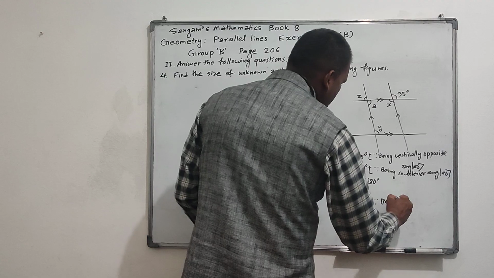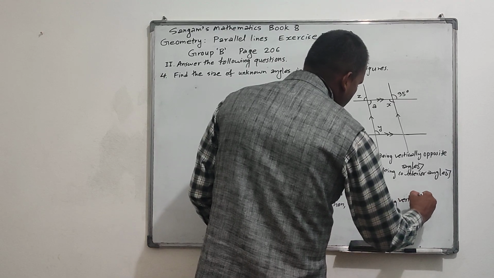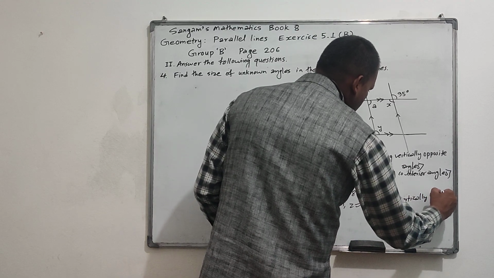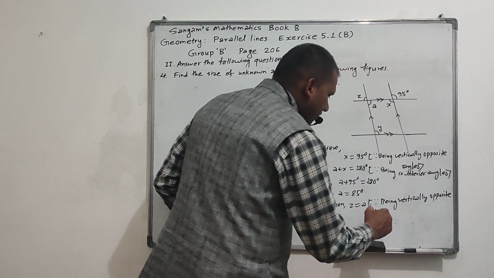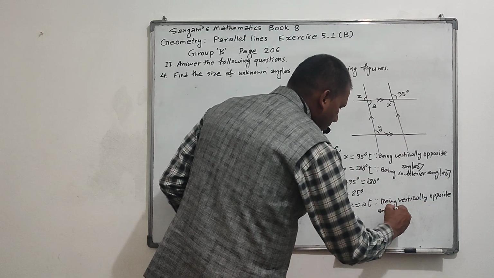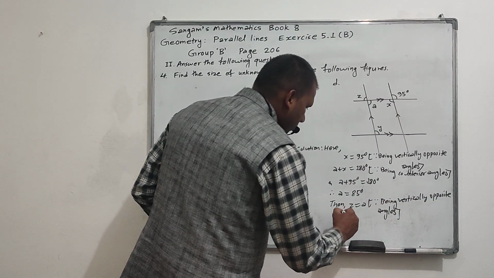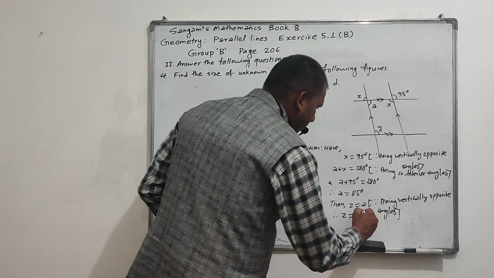Then z and a are vertically opposite angles, so we can write z equal to a, being vertically opposite angles. Therefore z equal to 85 degree.